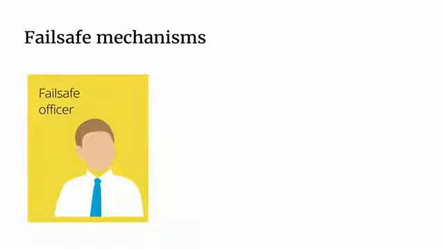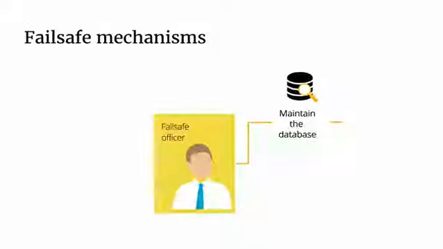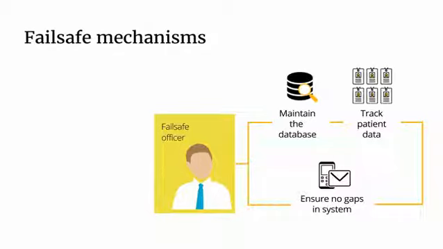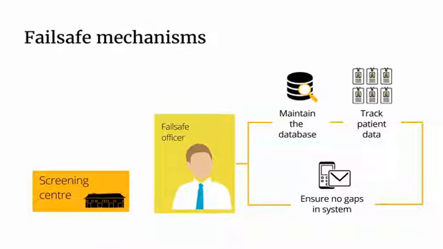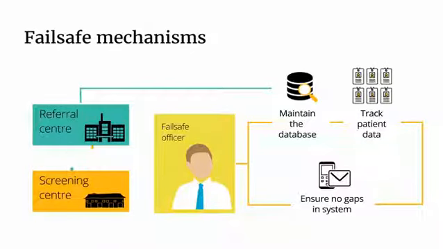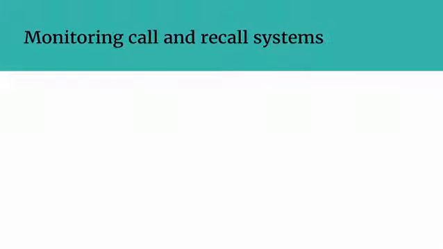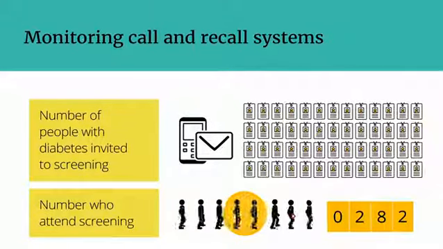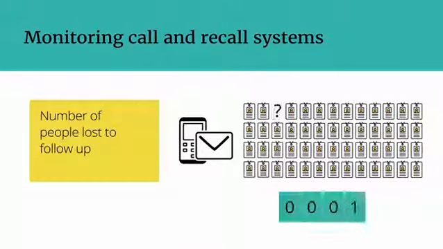Failsafe mechanisms to reduce loss to follow-up include employing a dedicated failsafe officer, using software to manage the database which flags up people who have missed appointments, following up with people who have missed screening, either by choice or who have slipped through any gaps in the system, and ensuring good links between screening and referral centres to monitor people with diabetes being discharged back to the care of the screening programme. Call and recall systems should monitor coverage and uptake of the screening service, how many people with diabetes have been invited and how many accepted, and the number of people with diabetes lost to follow-up.